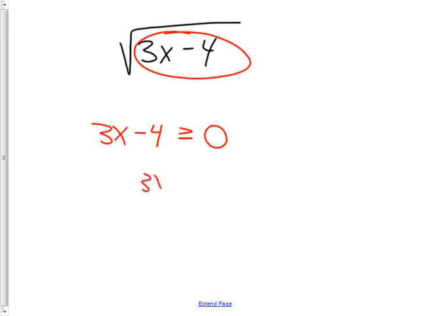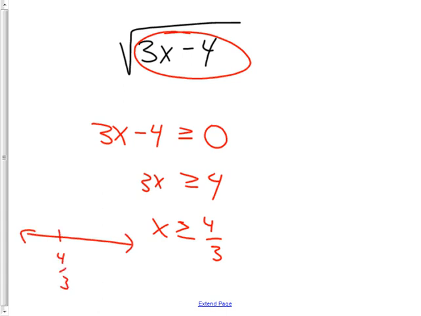Now, why is that good? Because then, instead of just ending up with x is equal to 4/3, I get x is greater than or equal to 4/3. And the cool part is that 4/3 is still my key point, but I already know where to shade, see?